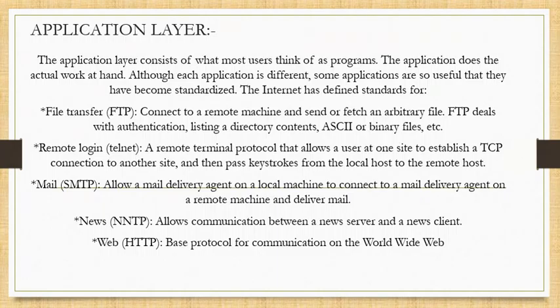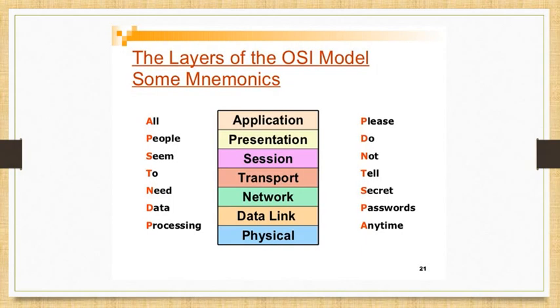hypertext transfer protocol. Now the best way to remember all the seven layers, from top to down or from down to top, is: All People Seem To Need Data Processing. Please Do Not Tell Secret Password Anytime.